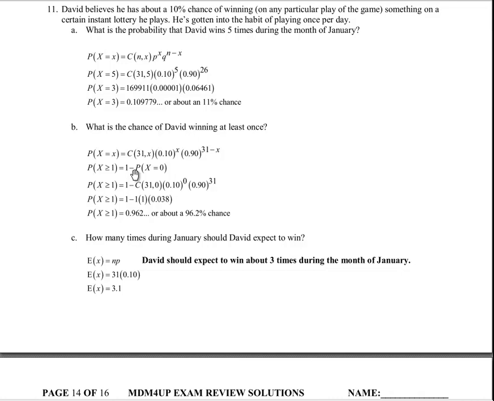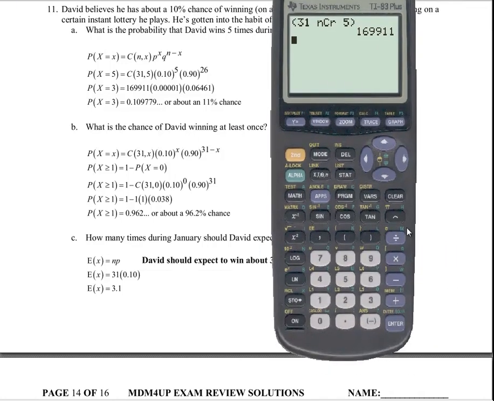That would be the probability that x would be 0. So same probability formula from A here, but we're going to find the probability he doesn't win at all and subtract that from 1. So no winnings would mean x is 0. So 31 choose 0, 0.1 to the 0, 0.9 to the 31. Actually that's 1, and this is 1. So we actually have just 0.9 to the 31. If we do that calculation, 0.9 to the power of 31, 0.038. So he's got about a 3.8% chance of not winning at all the entire month.